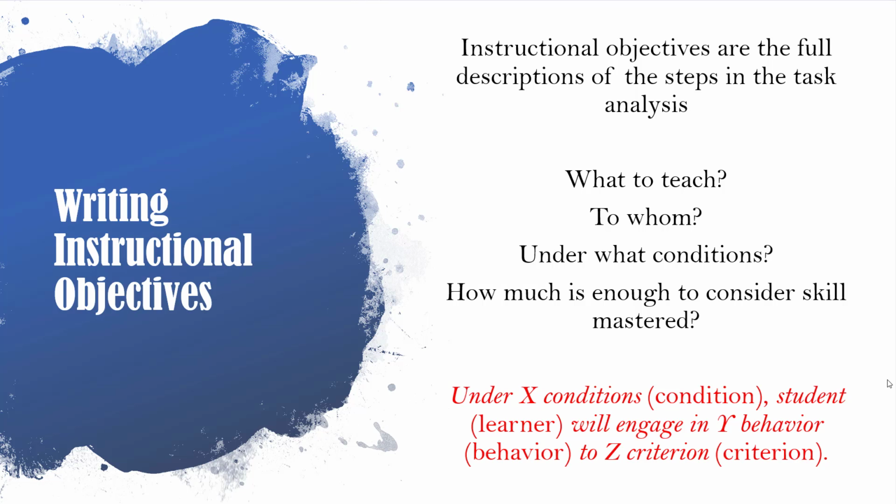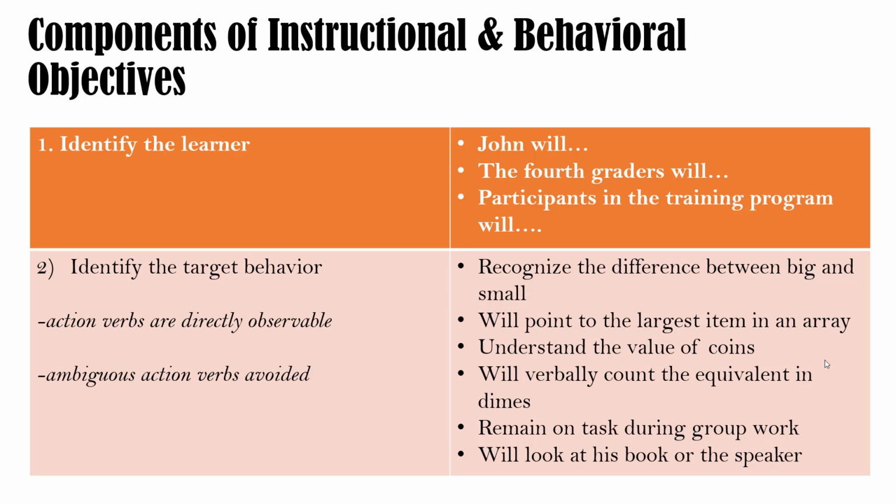So when you write objectives like this, they're observable, they're measurable, they're written in positive terms, they're clear, they're concise, they're complete. It ensures that everybody's on the same page, that you know what's expected, the student knows what is expected from them, and it's very easy to define and keep on track and teach that skill. So let's look at each of these.